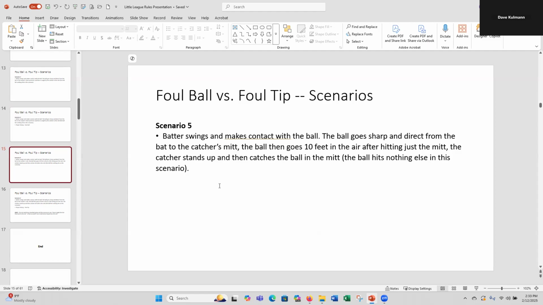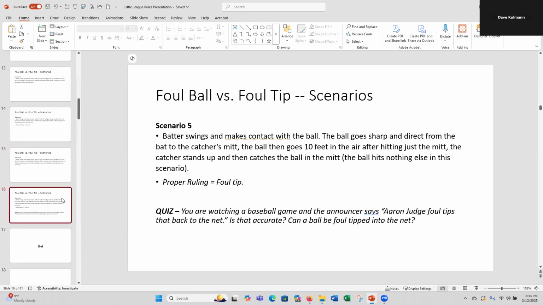This is going to look very funky, no doubt about that. But it hit all the criteria, even though it looks funky and the catcher's standing up to catch the ball that goes sky high in the air 10 feet. It is still a foul tip because it went sharp and direct to the catcher's glove, in this case the mitt, and doesn't hit anything else and is legally caught. So when you look at the definition of a foul tip, everything here makes it a foul tip. So it's a foul tip.